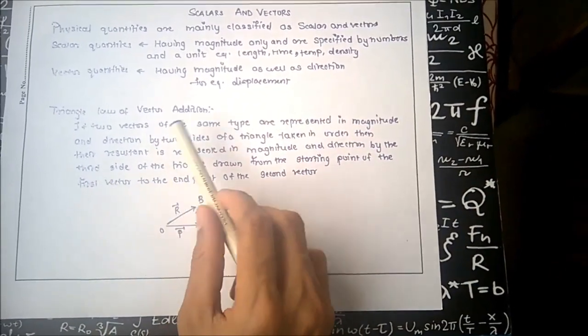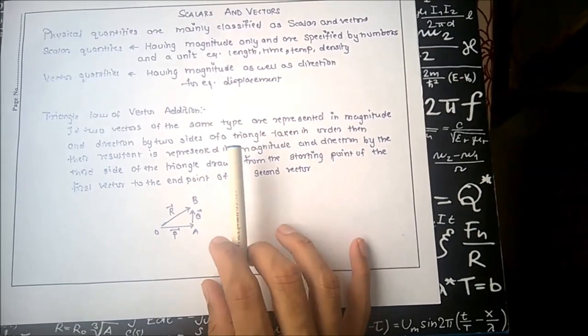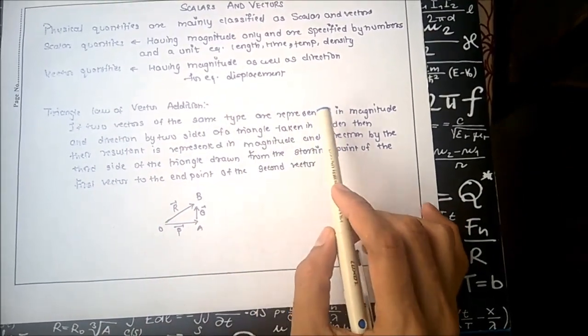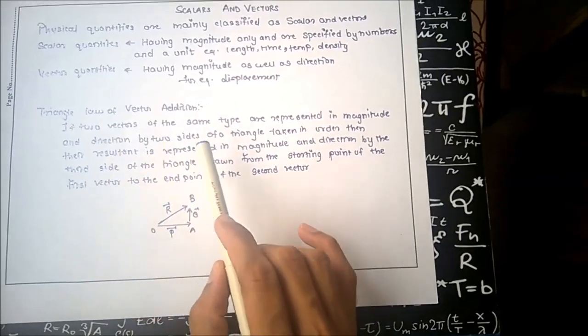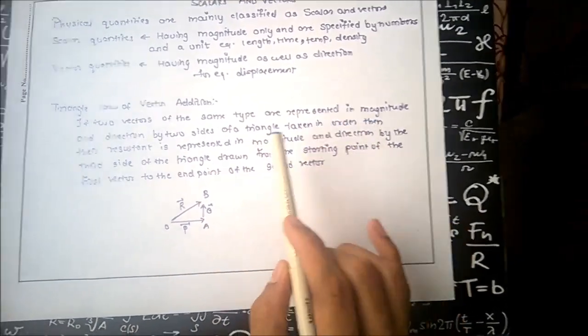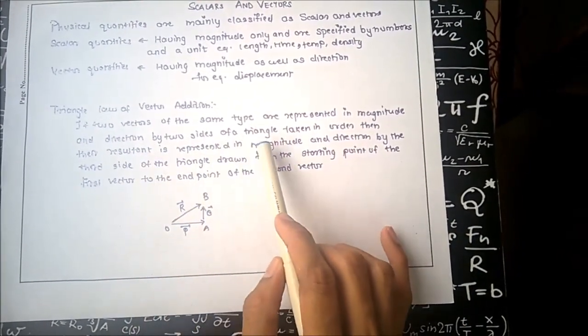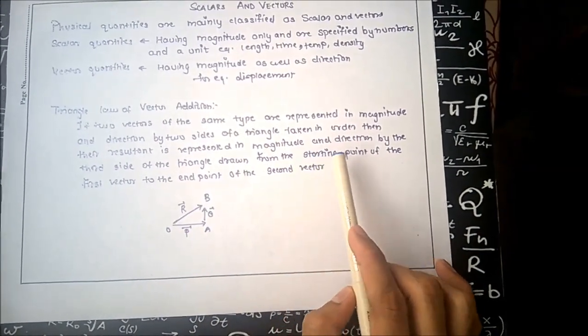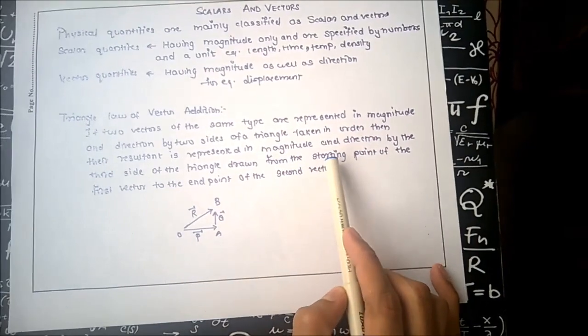Now the triangle law of vector addition. We have vector addition laws. That is, if two vectors of the same type are represented in magnitude and direction by two sides of a triangle, then the resultant is represented in magnitude and direction by the third side of the triangle, drawn from the starting point of the first vector to the end point of the second vector.